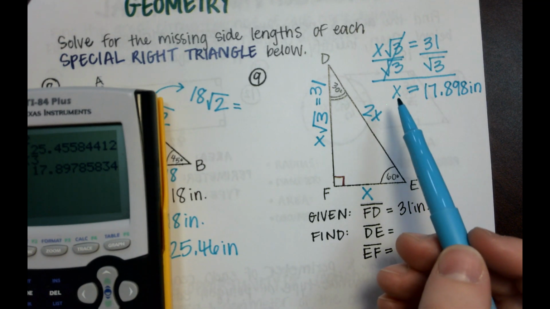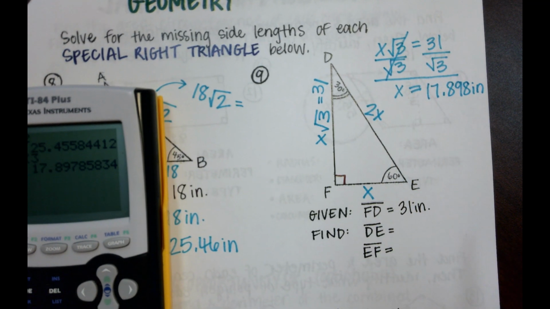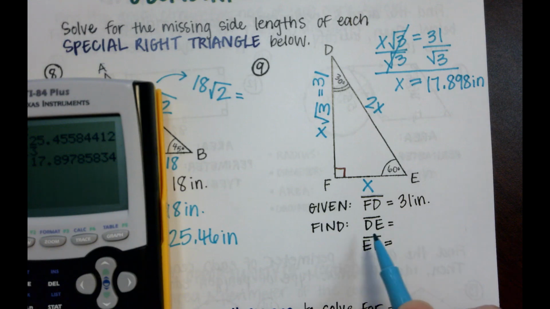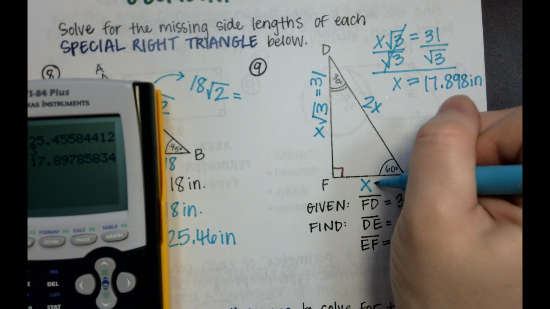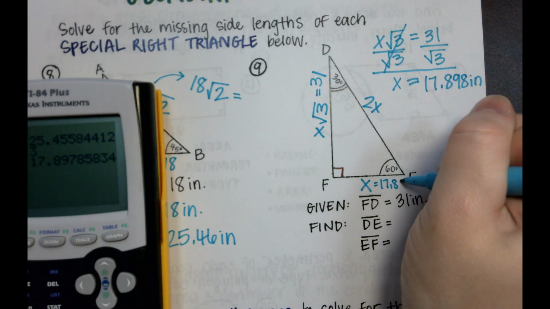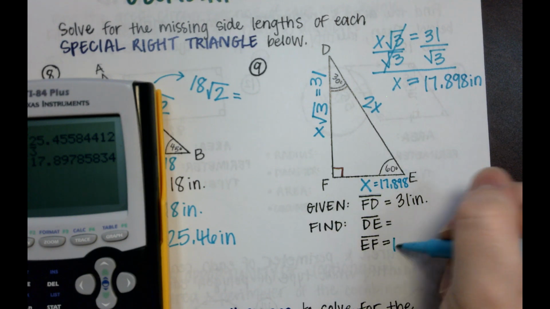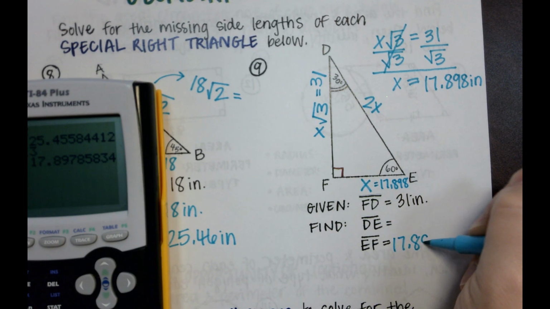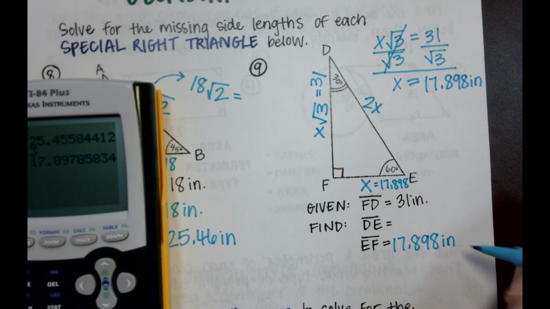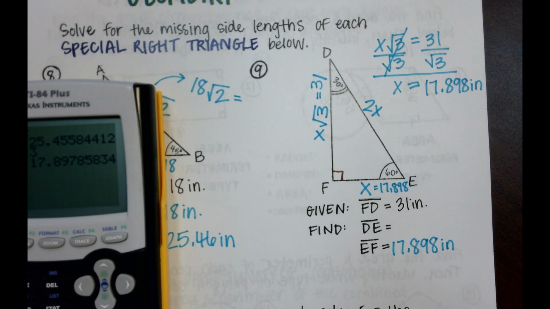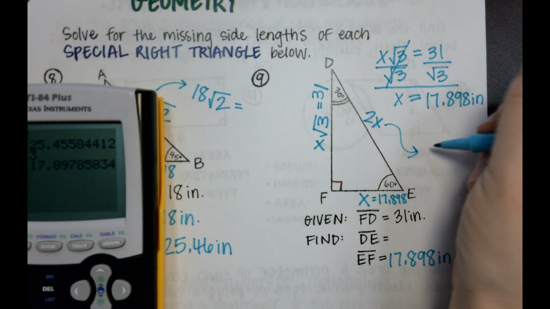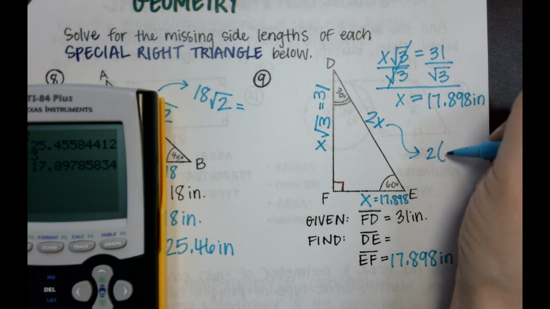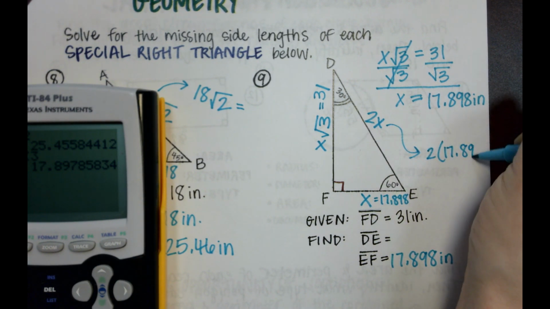And we just solved for x. Are any of my sides solved? Yes. E to F is also x, 17.898. To find DE, you just have to do 2 times x. So from D to E, it's just that number times 2. So 2 times 17.898.